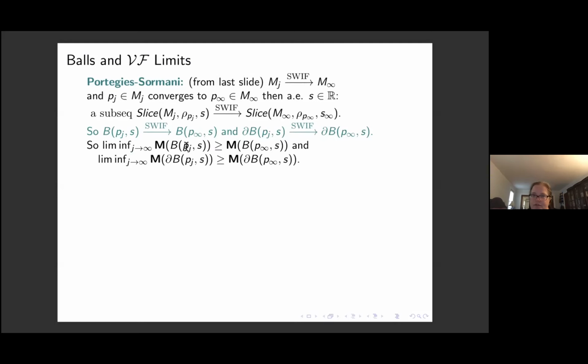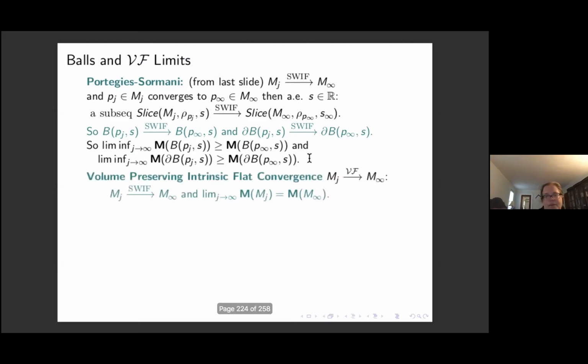We know that without the volume preserving, with just the SWIF convergence, we'll only have the masses of the balls bigger than the mass of the limits, and the mass of the boundaries of the balls bigger than the mass of the boundary limit. But if you add in the volume preserving intrinsic flat, we know that the limit of the whole masses is equal to the mass of the whole limit.